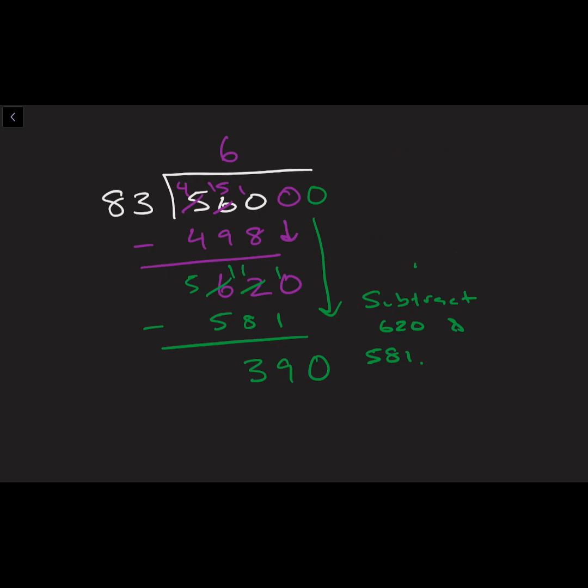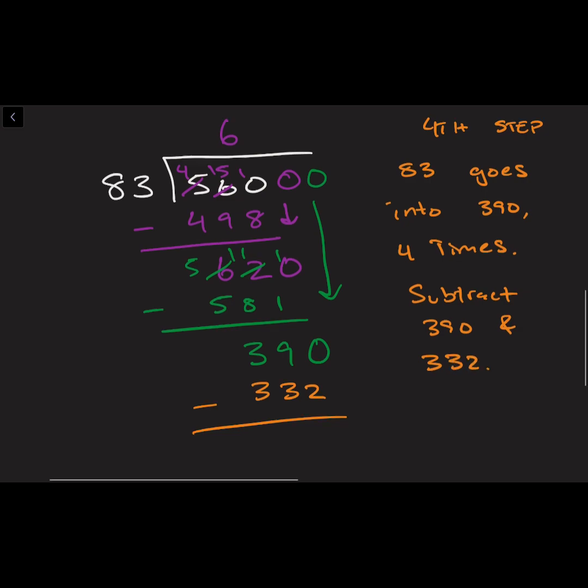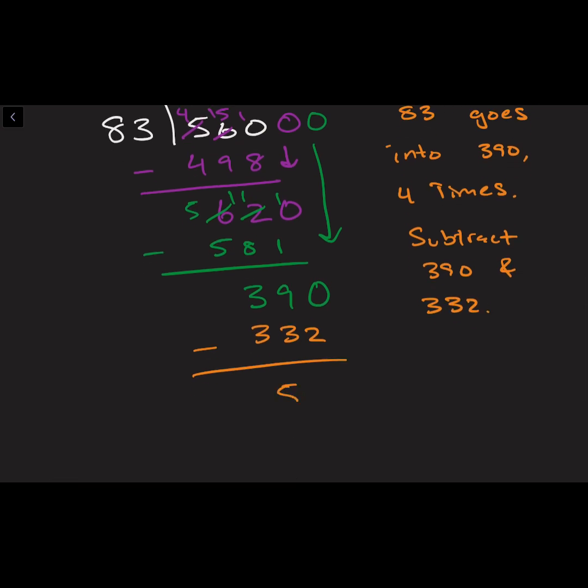So now we're going to move to our fourth step of the day. For our fourth step, now we got to figure out how many times 83 goes into 390. How many times? 4 times. And that's going to give us 332, okay? So we got 332. And now we're going to subtract 390 and 332, okay? Once we subtract those, we're going to be left with 58.